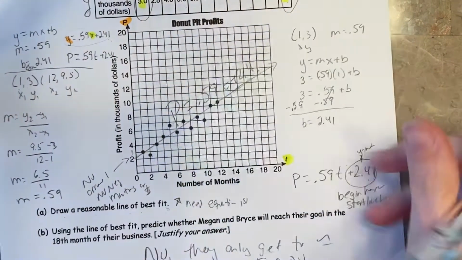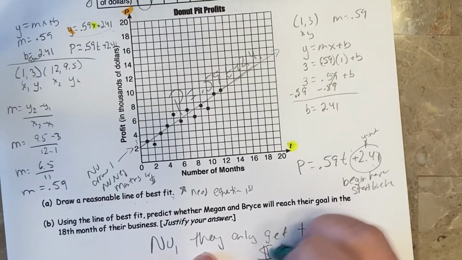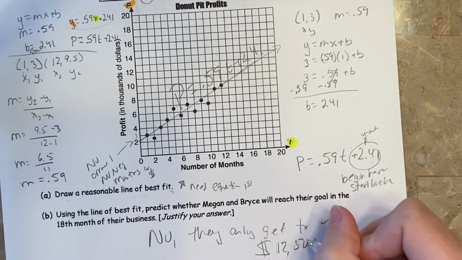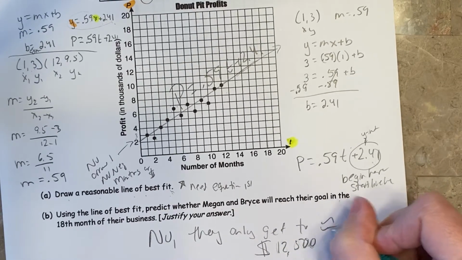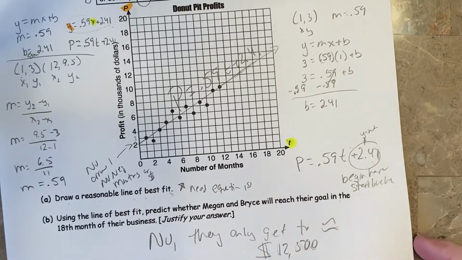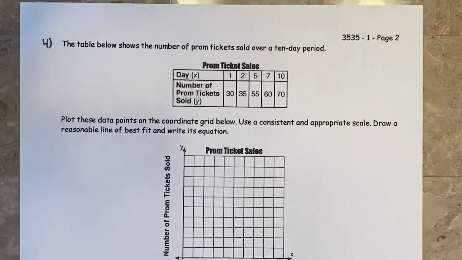Actually, it's a little less. I'm going to go 12,500. Mine actually looks like it's 12,500. Okay, and again, this is interpolating. All right, so that's question number 3. And we have one more to go.